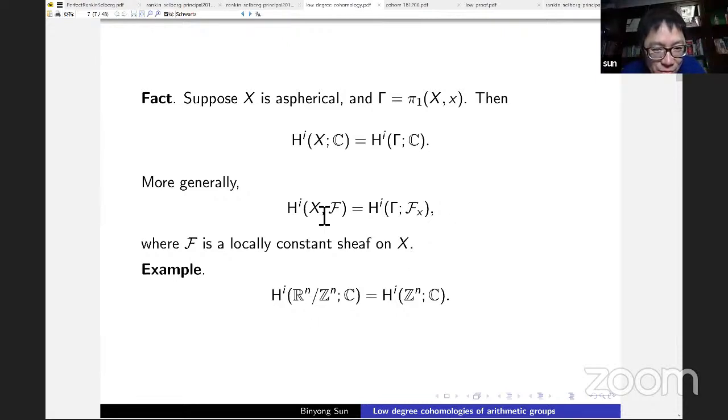For example, if we consider the space R^n mod Z^n, this is a torus. The fundamental group of this torus is just Z to the power n. So the singular cohomology of this space equals the group cohomology of Z^n. Of course, we know how to calculate this cohomology on both sides.